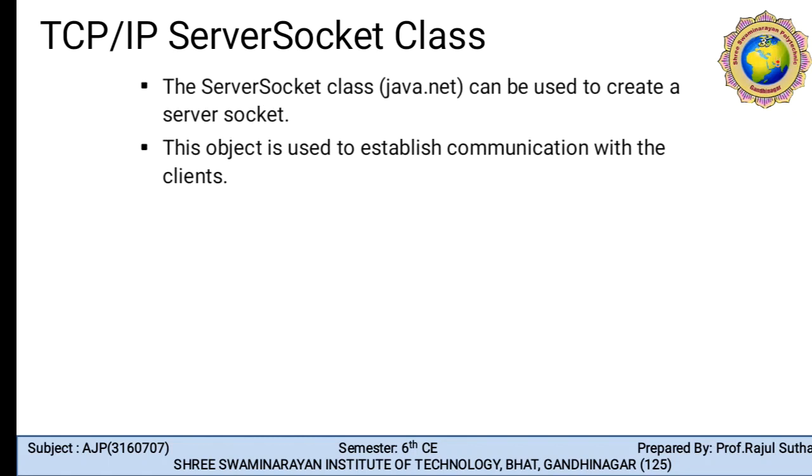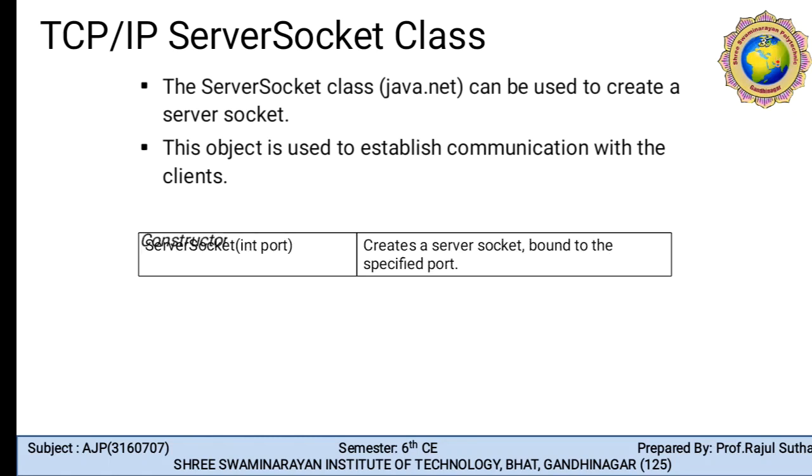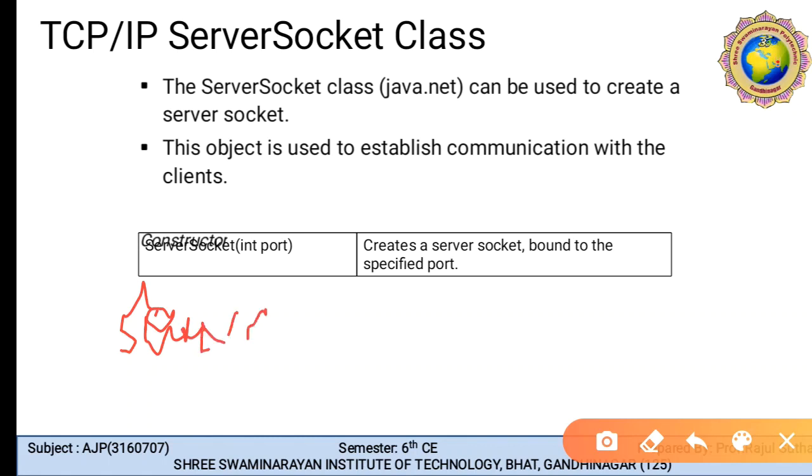The ServerSocket class in java.net can be used to create a socket for the server, and this object is used to establish communication with the client. This is the constructor ServerSocket, where an integer port number is used. One constructor creates the server socket bound to the specific port.